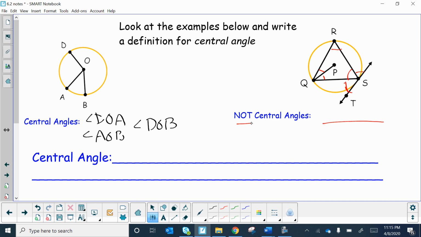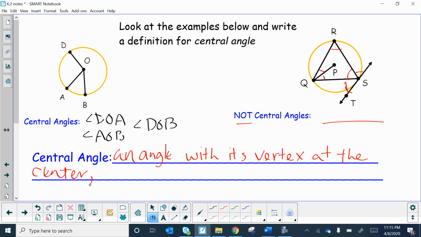So the definition you need to remember is a central angle is an angle with its vertex at the center and the sides are radii. Okay, so like this is a radius and that's a radius, and then its vertex is at the center.